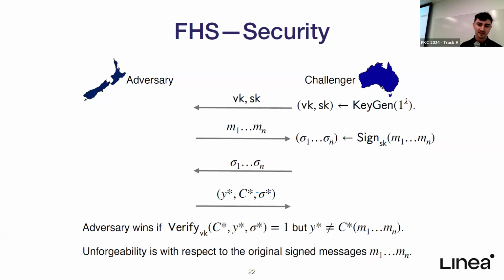This is our unforgeability definition. One thing you could think of is this bound N here as a limitation in the model, because the challenger always signs this M1 up to Mn. This N is determined by the verification key.